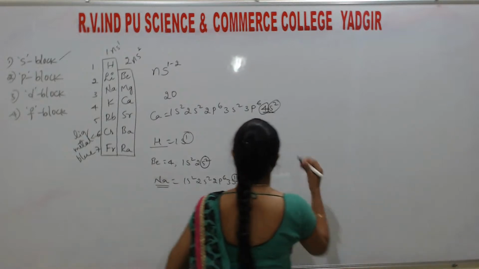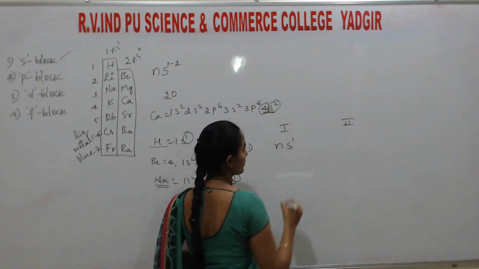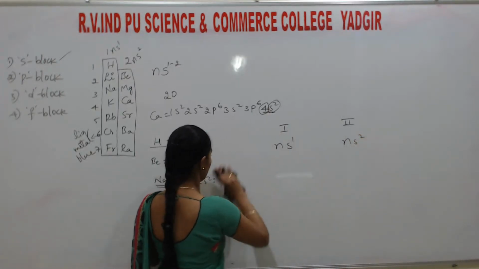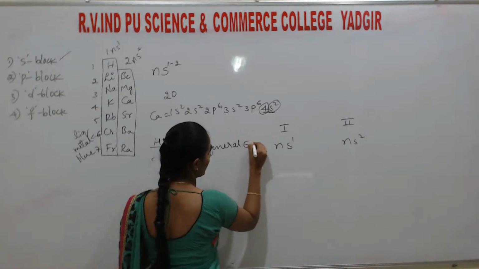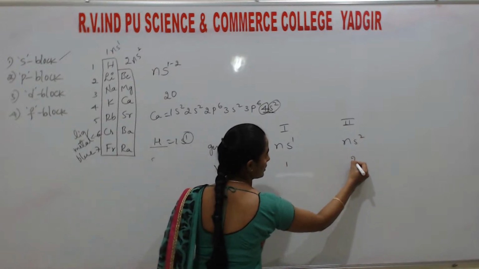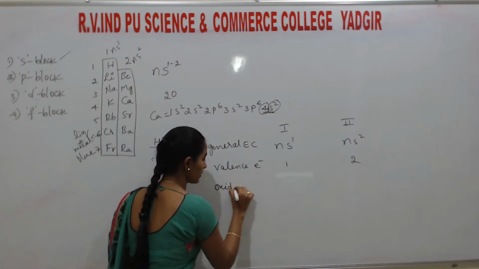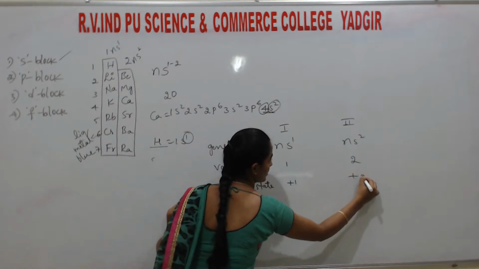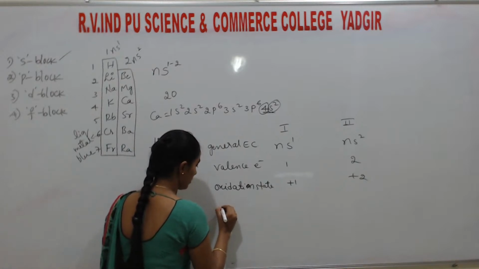This is the first group, this is the second group. So I'll write here, students, the general electronic configuration of the first group is ns1, the second group is ns2. This is the general electronic configuration. Next, valence electron: here it is 1, here it is 2. Okay, this table is important. Next, oxidation state: this is +1, this is +2. Understand?